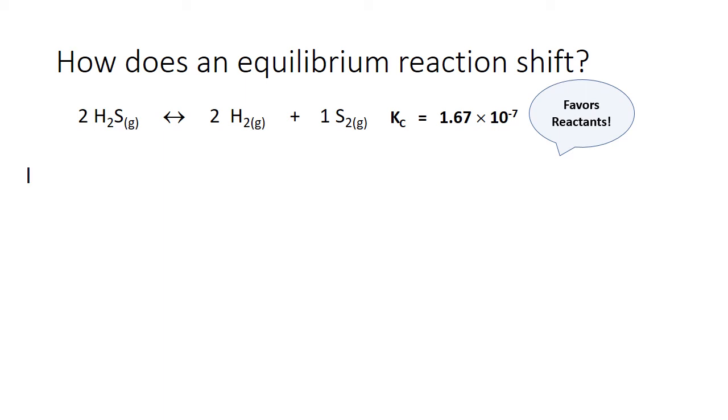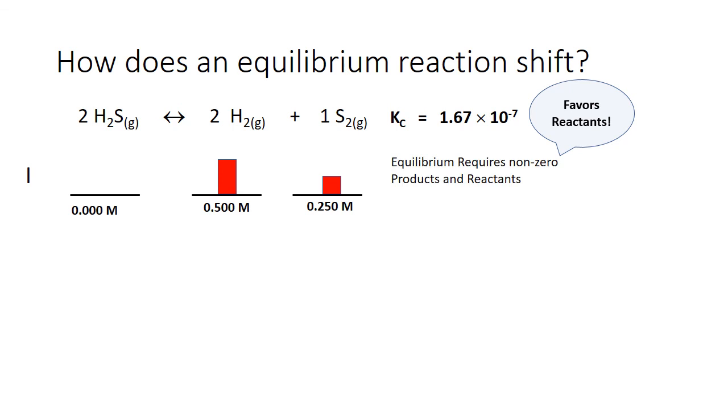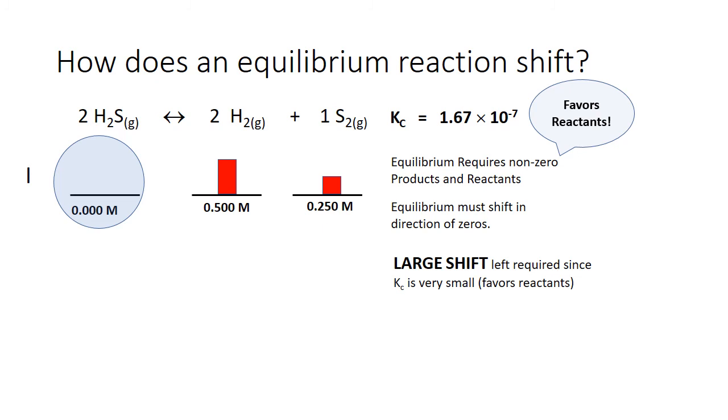In this case, however, initially, we're going to look at a slightly different setup. Initially, we have no reactants present. However, the product amounts are significant. We have 0.500 molar H2 and 0.250 molar S2. Okay, so in this case, the rules still apply. Equilibrium requires non-zero product and reactant amounts, and the equilibrium still must shift in the direction of zeros, which we have here. The reactant H2S amount is 0, and so the reaction is going to shift to the left. However, this is going to be a large shift.